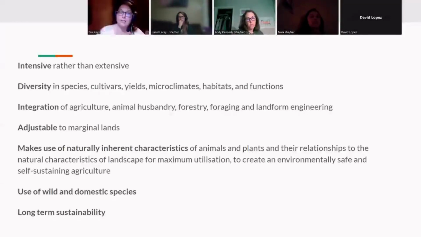So when we say adjustable to marginal lands is one of the major topics in permaculture design, it has to do with that is where the most impact is going to happen. And it's where the most people who are the most affected are.